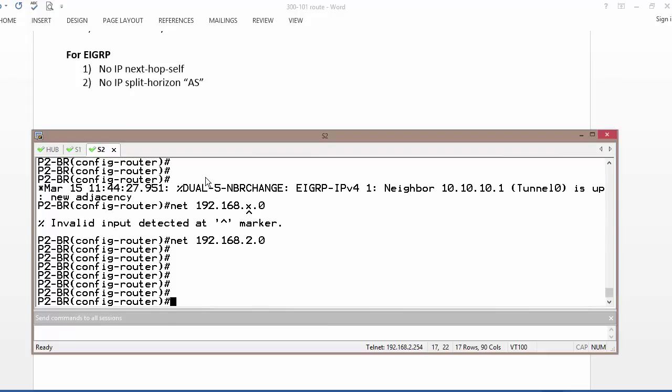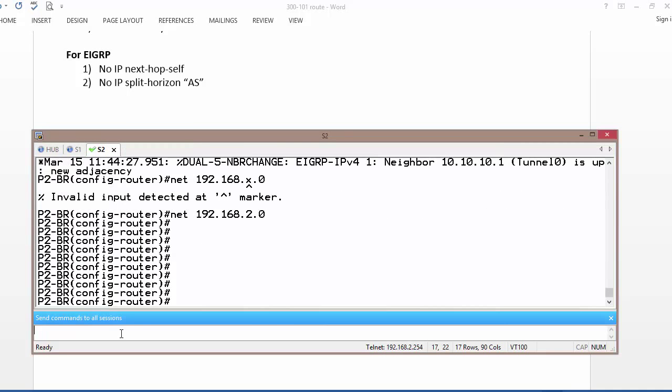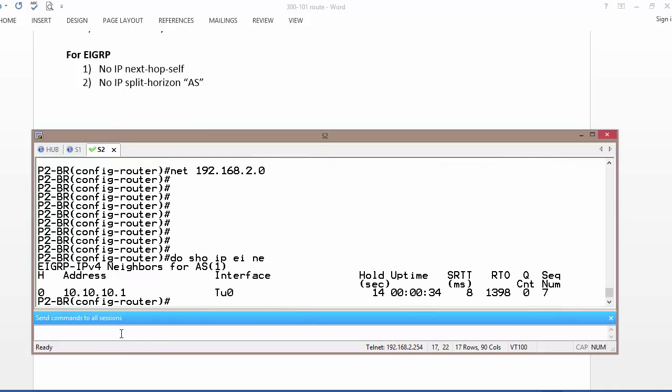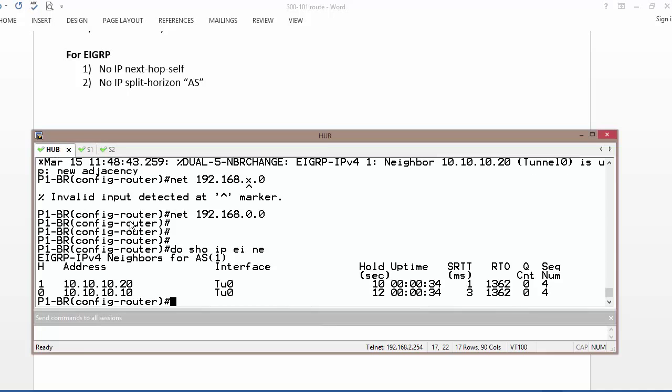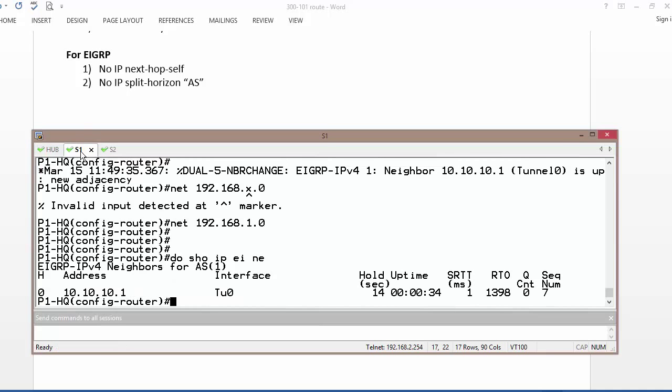So first I would like to check the neighbor adjacency on all routers. Do show ip eigrp neighbor. So the spokes have directly formed neighbor adjacency to the hub and the hub to the spokes. But if we check our routing table, there are two issues.